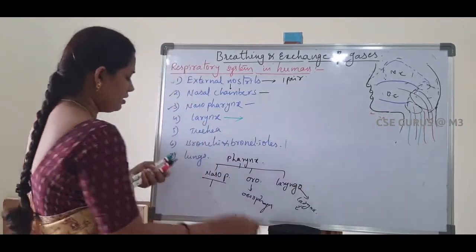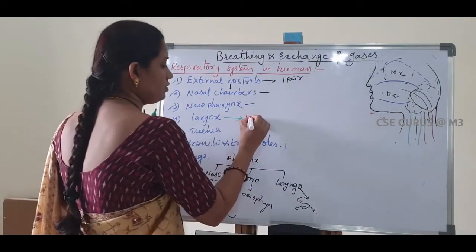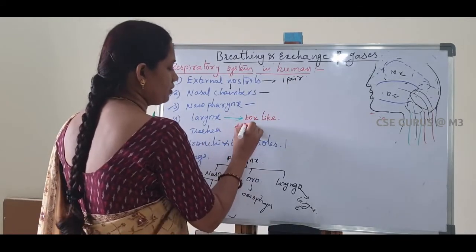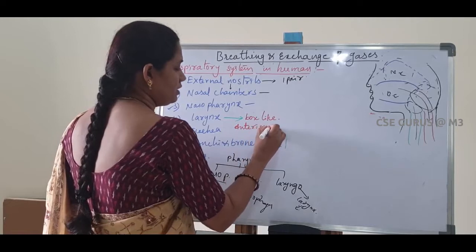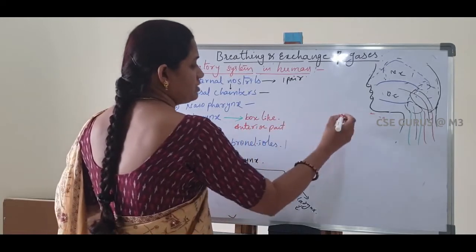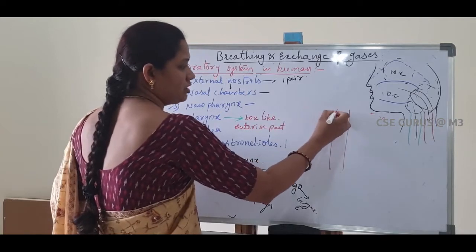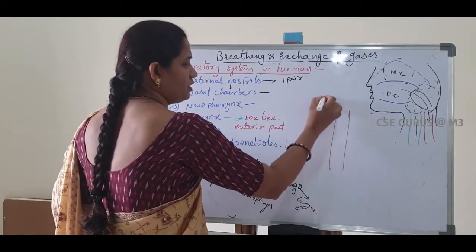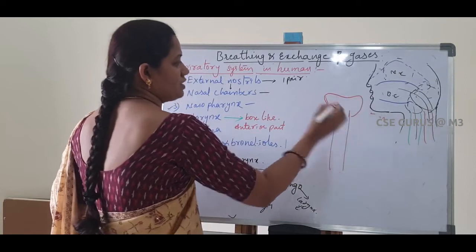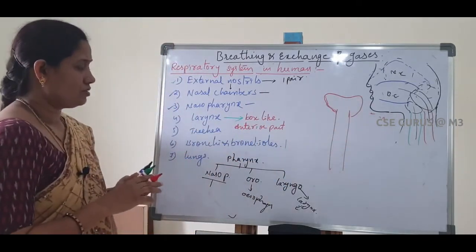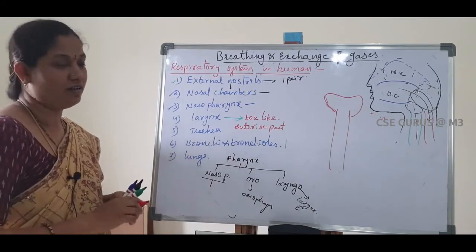So the larynx is a box-like structure. It is present at the anterior part of the trachea. For example, this is the trachea, and the anterior part of the trachea has a box-like structure. This box-like structure is called the larynx.